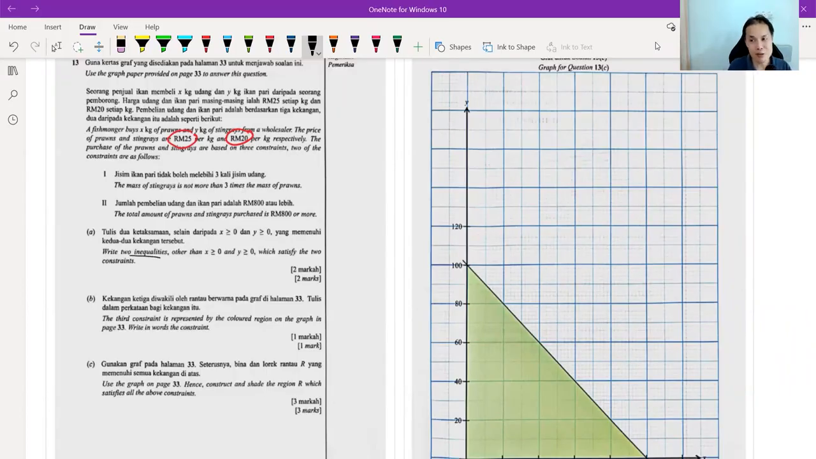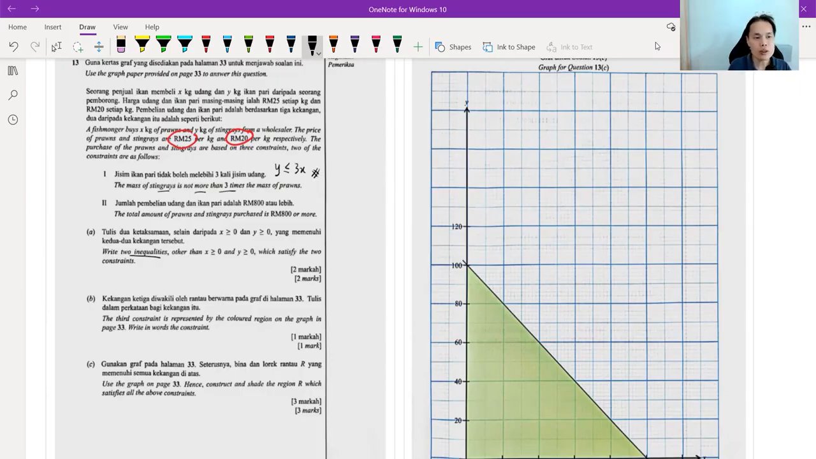Yeah, but usually they ask for 3 inequalities. In this question, they ask only for 2. Okay, so the first inequality, they say the mass of the stingray is Y, prawn is X. So Y must not be more than, that means less than or equal to, 3 times X. Yeah, Y less than or equal to 3x.